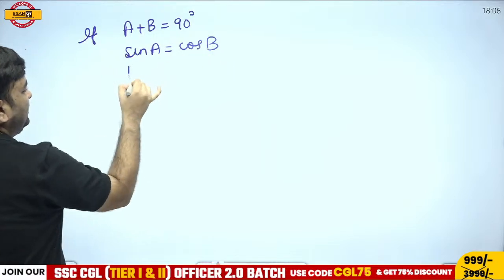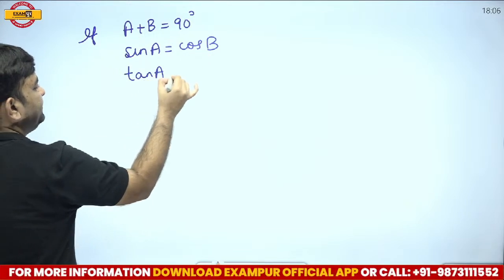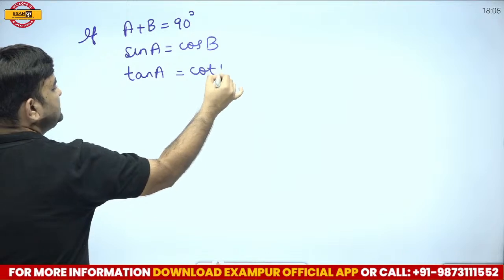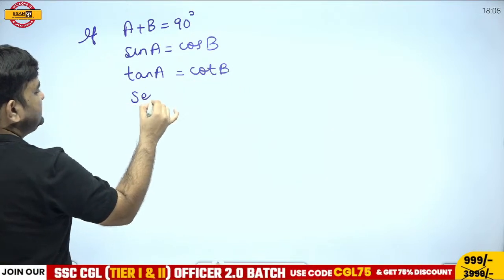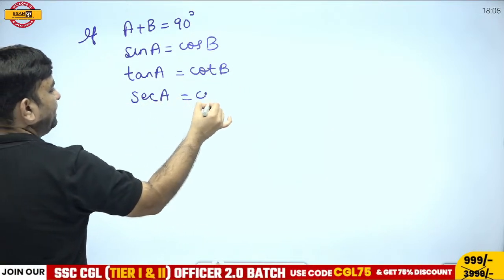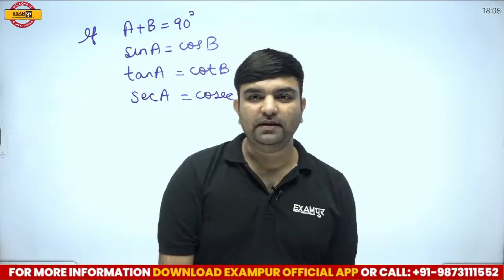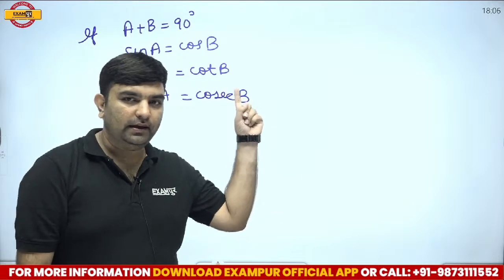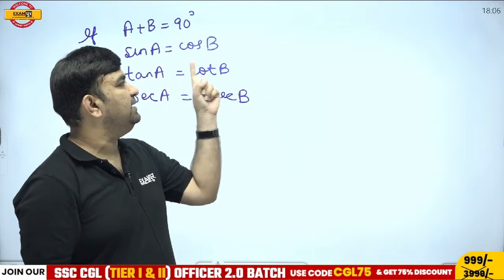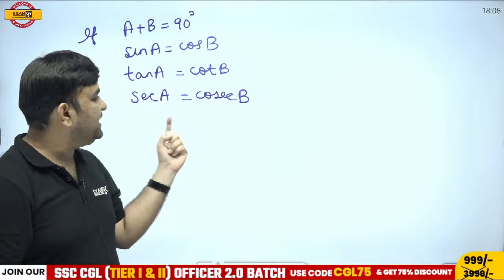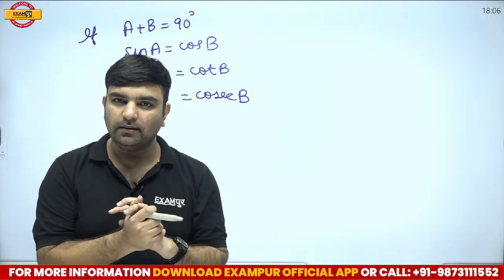Similarly, tan A is equal to cot B. Similarly, sec A is equal to cosec B. If A plus B is equal to 90, guys, then tan A is equal to cot B, sin A is equal to cos B, and sec A is equal to cosec B.